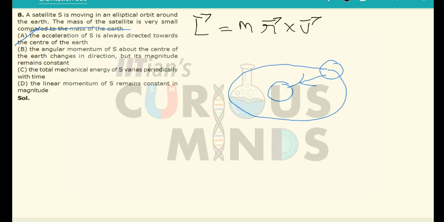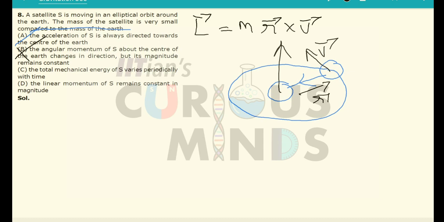If I draw the v vector, the velocity vector remains somewhere over here and the r vector is towards this part. So r vector cross v vector will always be perpendicular to the plane of rotation, and the direction as well as the magnitude remains the same. So option number B is incorrect, because it is given that the angular momentum about the center of the Earth changes in direction. No, in direction also it remains the same, and in magnitude also it remains the same.